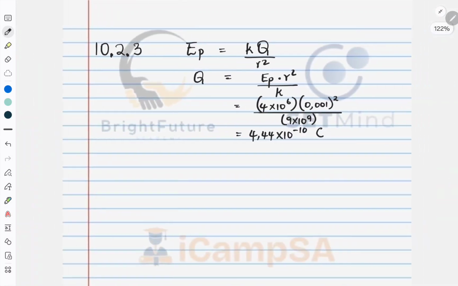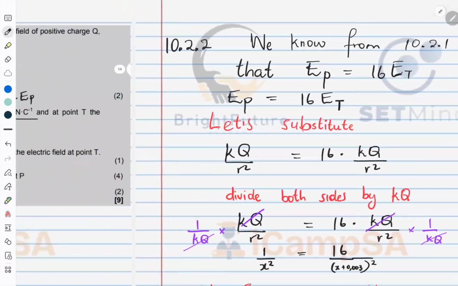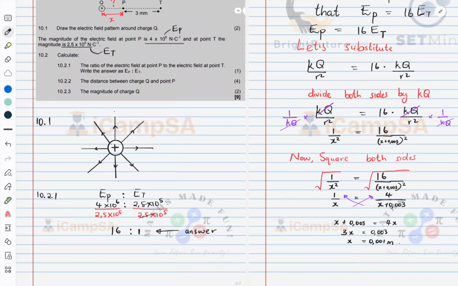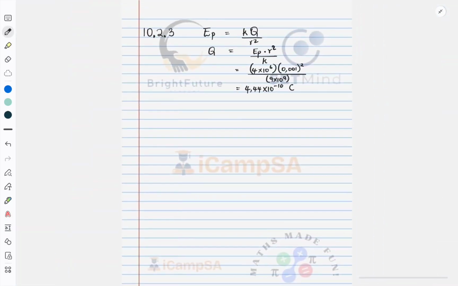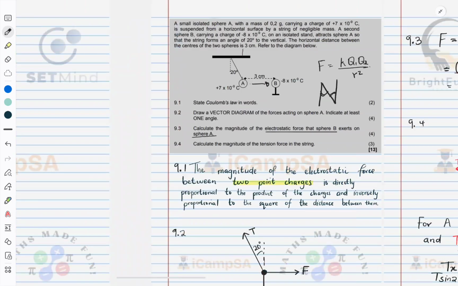Luckily, or rather fortunately, charge does not have a direction because it's a scalar quantity. So this brings us to a close of, or the end of, this past paper problem. I hope you had fun, or I hope rather you understood what we're trying to teach here.